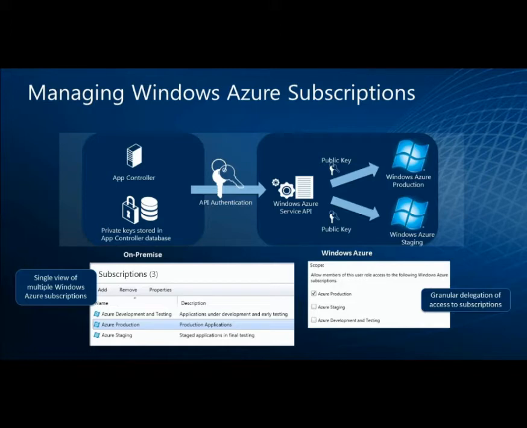Now that's how we manage from App Controller at a configuration and deployment point of view, but that same mechanism is also used when we connect Operations Manager to monitor those applications in Windows Azure. All you have to do is load that same private key that's in App Controller into Operations Manager, and that same mechanism of managing the application becomes available.